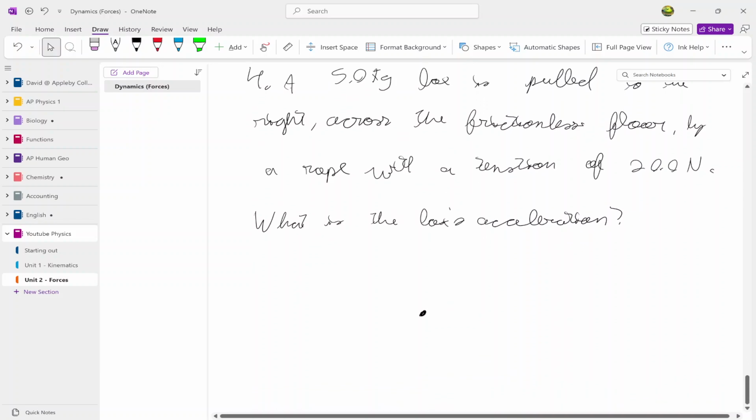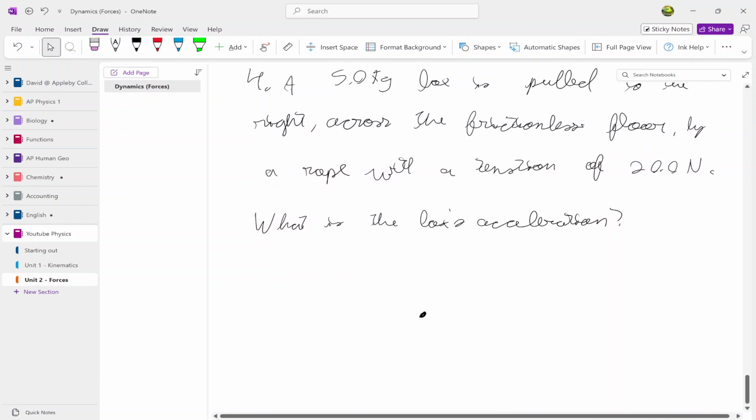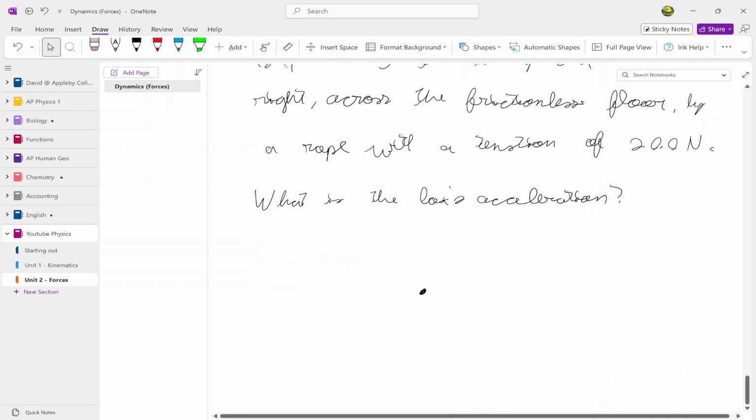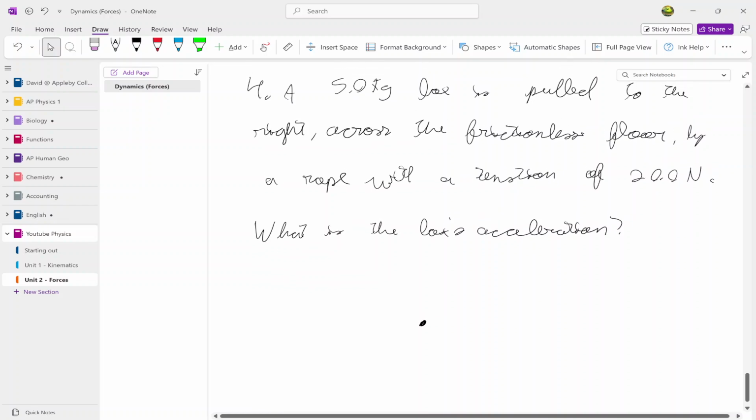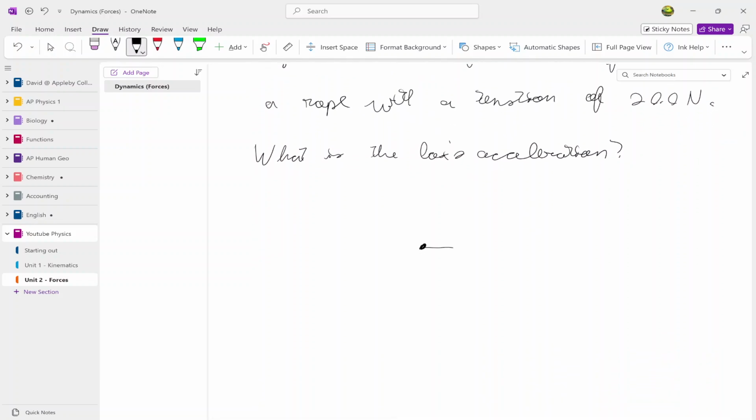So this little circle is just a 5 kilogram box, and it's being pulled to the right across a frictionless floor. That doesn't matter. What matters is the force itself, pulling to the right with a force of 20 newtons. So you'll draw an arrow to the right, and this will be called force T, which stands for force of tension. You can call it T, you can call it whatever you want, really. I just use any type of force.